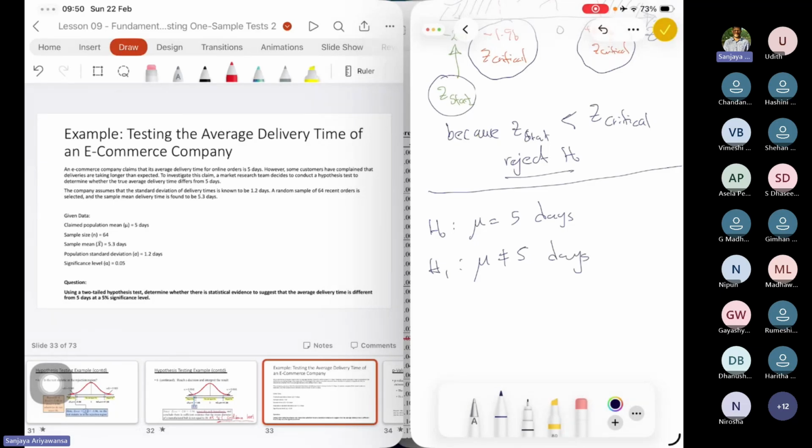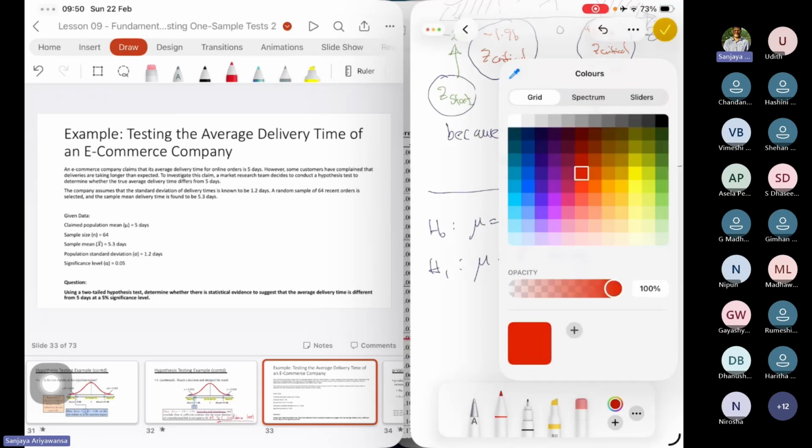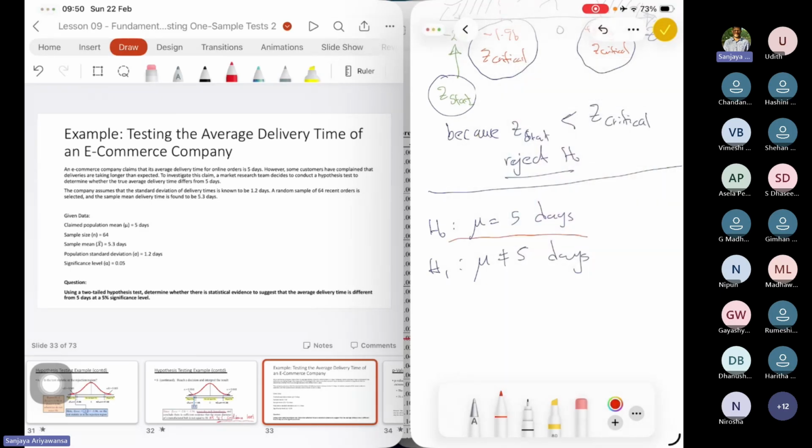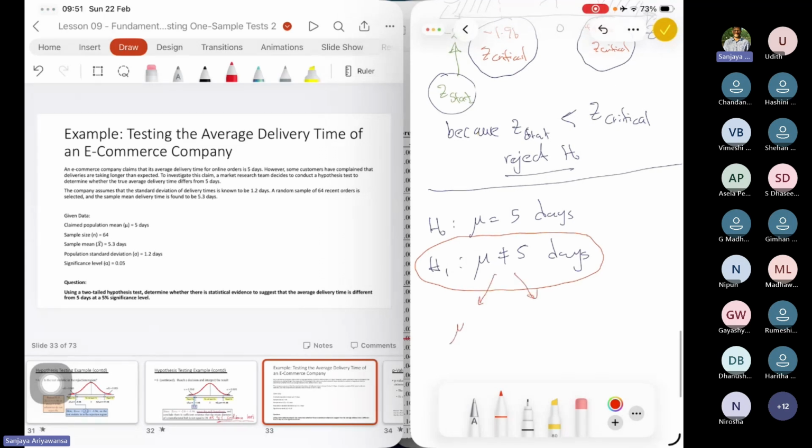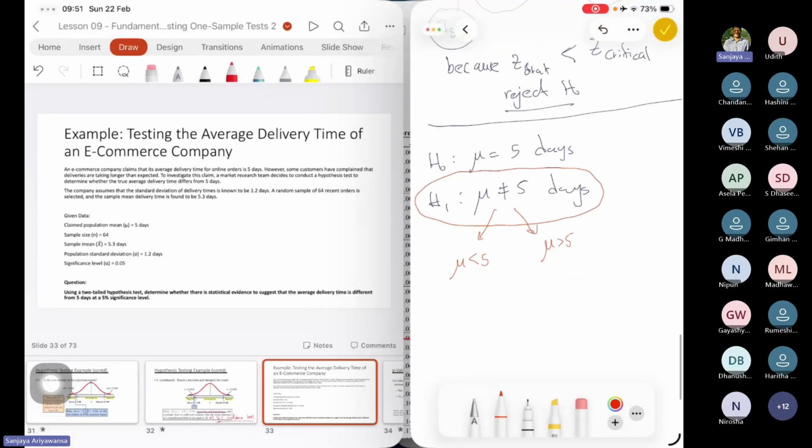Now, something that I told you that I'll mention, how do we figure out whether it's a two-tail test or one-tail test is by looking at your alternative hypothesis. Why is that? Because when you say mu is not equal to 5, what are the two possible scenarios? There are two possible scenarios. Either mu can be less than 5 or mu can be greater than 5. So there are two possible scenarios. Hence why we are testing for two regions, either less than 5 region or more than 5 region.